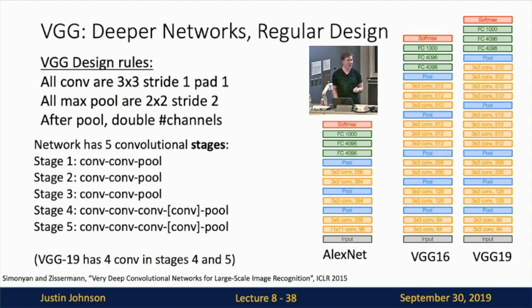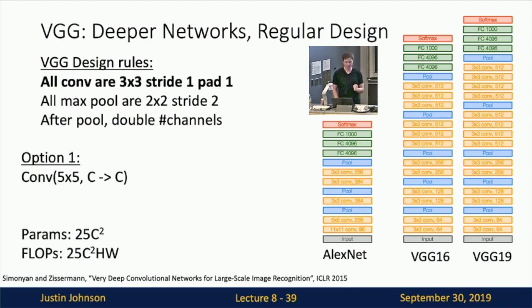But it's useful to think about why people chose these particular design principles. First, let's think about why it makes sense to have only 3x3 convolutions in your network. You saw in AlexNet and in ZFNet that the size of the convolutional kernel in each layer was a hyperparameter, and people played around with different kernel sizes at different layers. Let's think about two different options as alternatives. As one alternative, we could imagine a convolutional layer with 5x5 kernels that takes C channels of input and produces C channels of output, operating on an input of size H by W. Here we can assume a padding of 2 and stride of 1 so that the output has the same spatial size as the input.